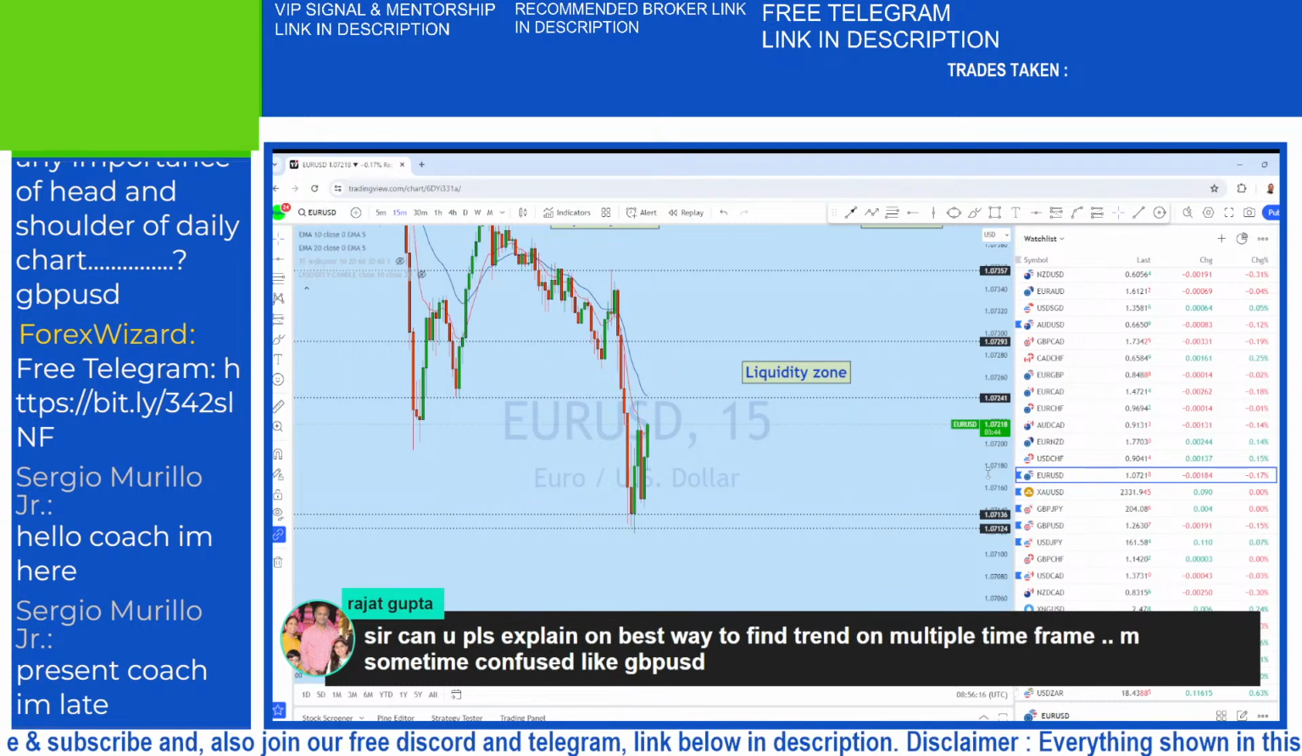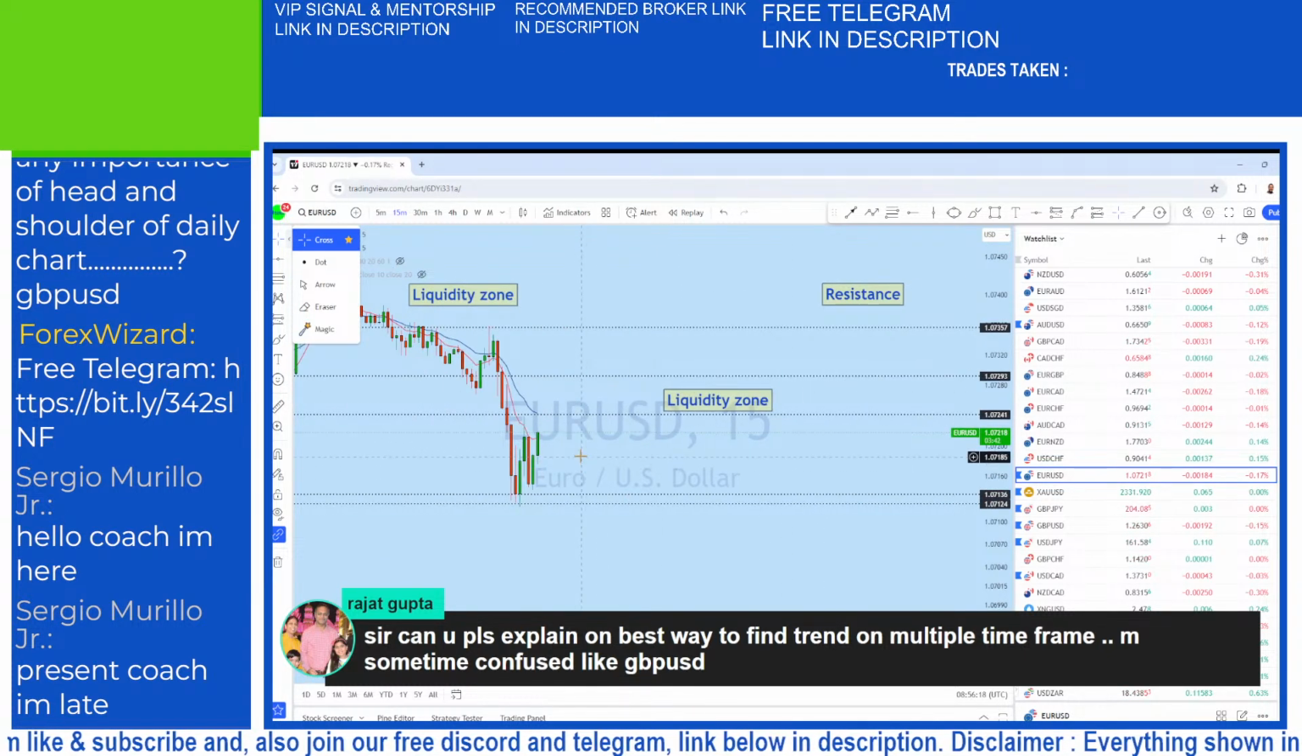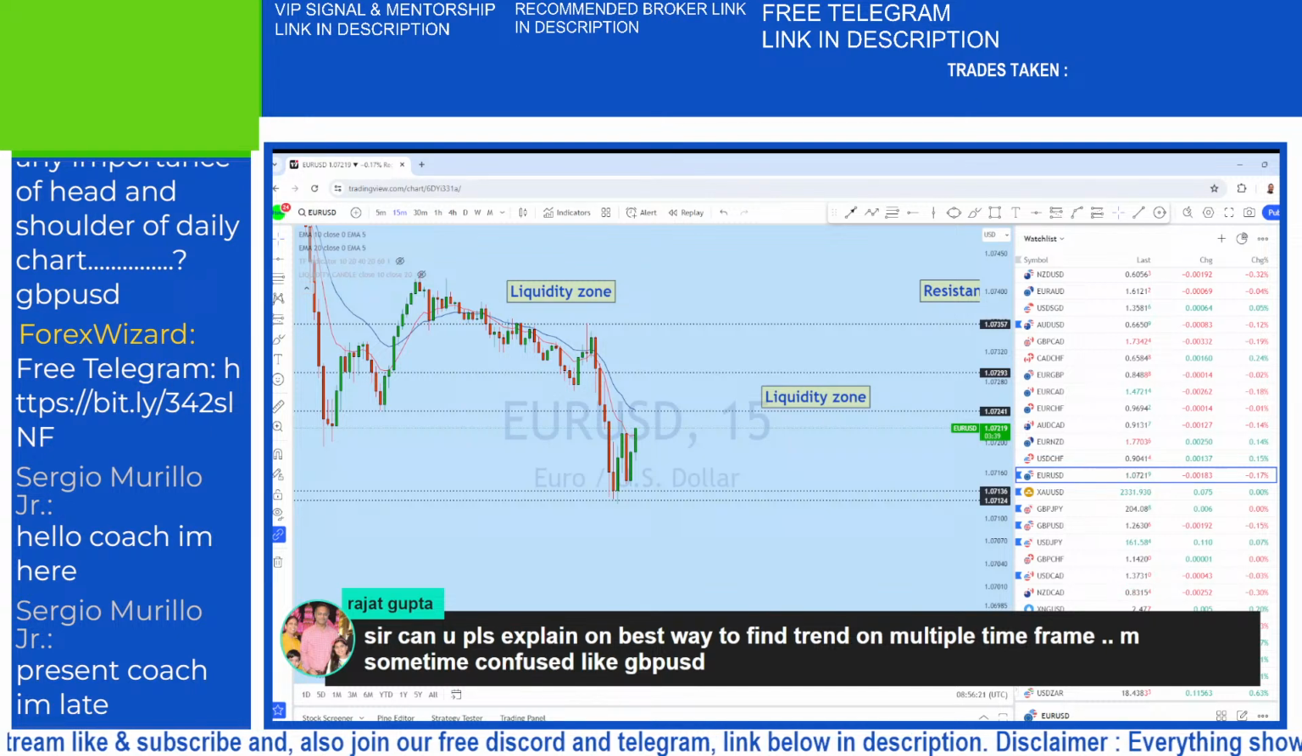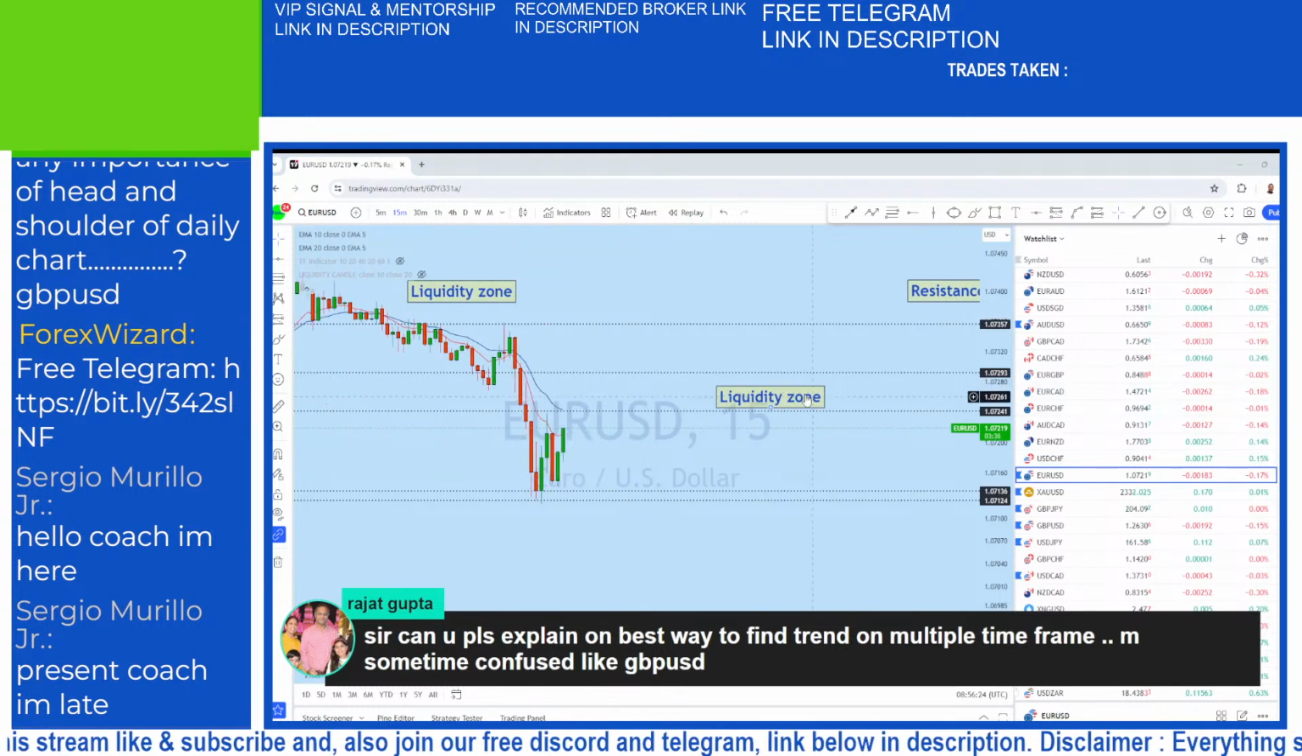Okay, so to find a trend on the multiple time frame, first of all, the question is, why do you need to find a trend on the multiple time frame? Because sometimes you might not be able to match the multiple time frame trend. So what you need is to find a trend in one time frame but confirm with the multiple time frame. That's what I would say, that probably you mean that.